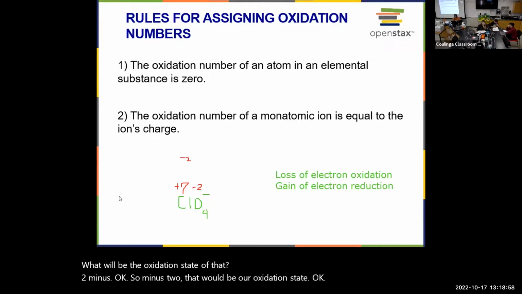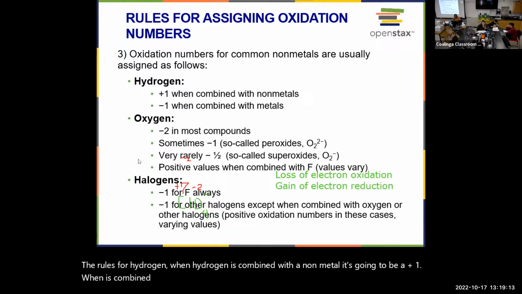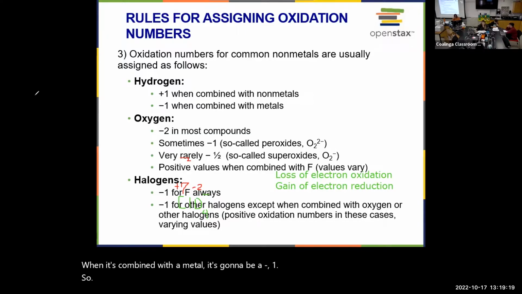Okay. So the rules for hydrogen: when hydrogen is combined with a nonmetal, it's going to be a plus 1. When it's combined with a metal, it's going to be a minus 1. So in this case, what will be the oxidation state of hydrogen?